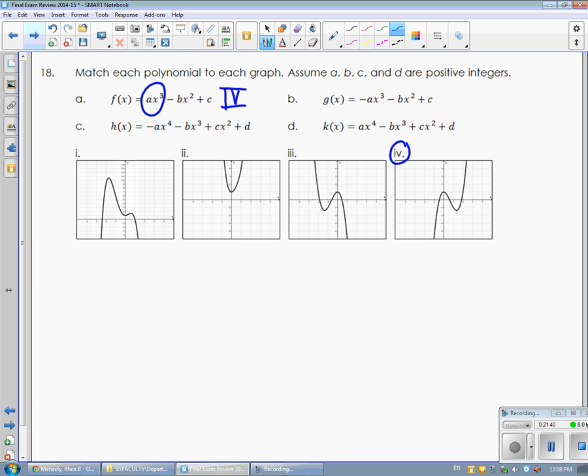In letter B, now we're dealing with negative a x to the third. So this time again, we have odd end behavior, but since a is negative, we want to make sure that our graph is decreasing to the right. And so that's going to be number 3.